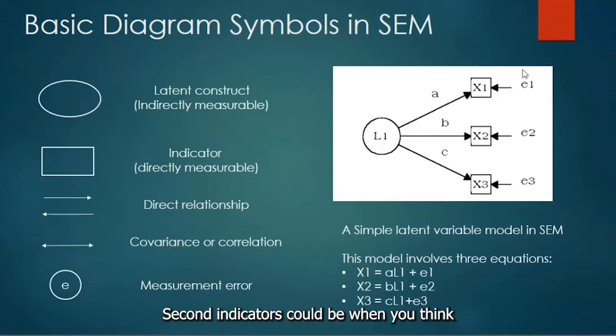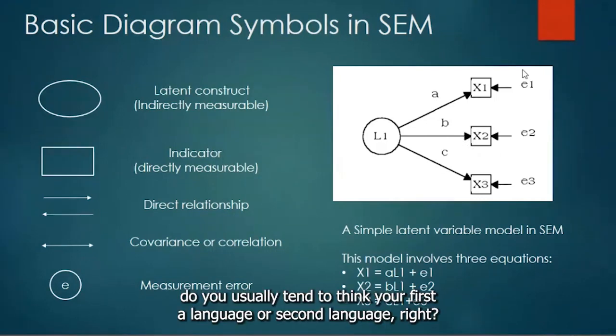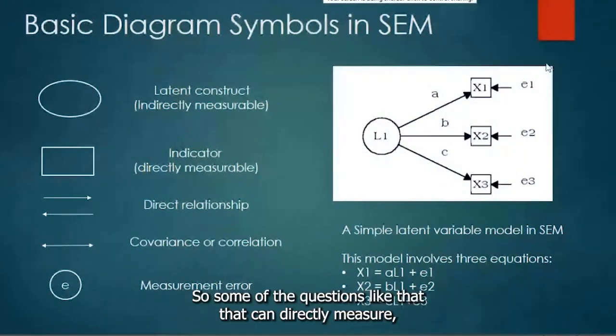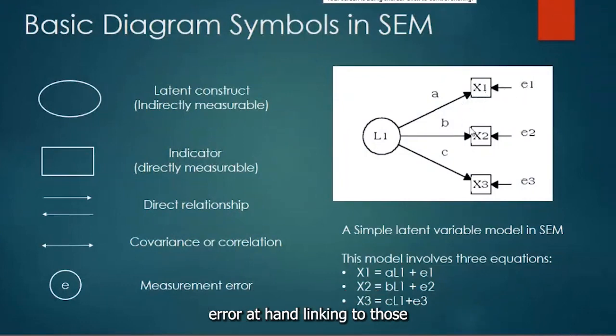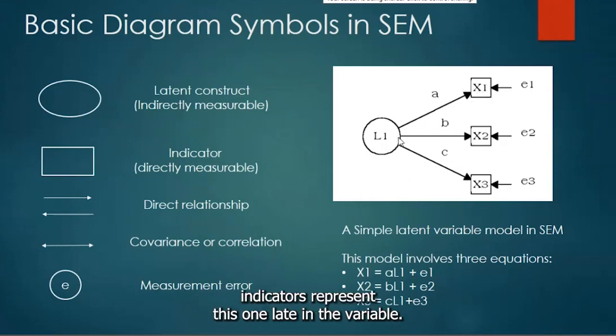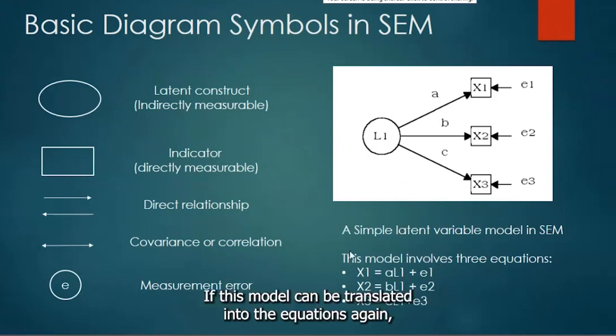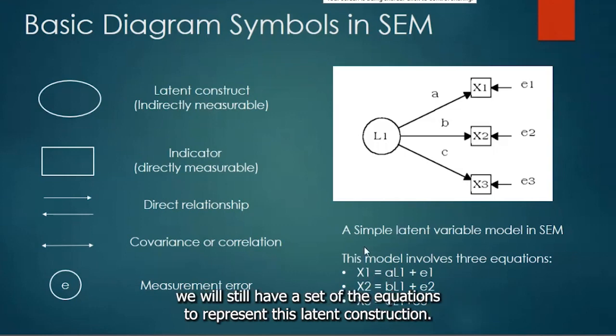A second indicator could be, when you think, do you usually tend to think in your first language or second language, right? So for questions like that, which can directly measure, we put the indicators here. And then we include a small measurement error at the end, linking to those indicators. And they stand for these three indicators representing this one latent variable. If this model can be translated into equations, again, we will still have a set of equations to represent this latent construct.